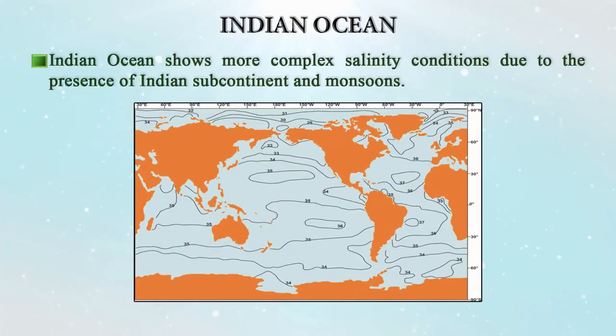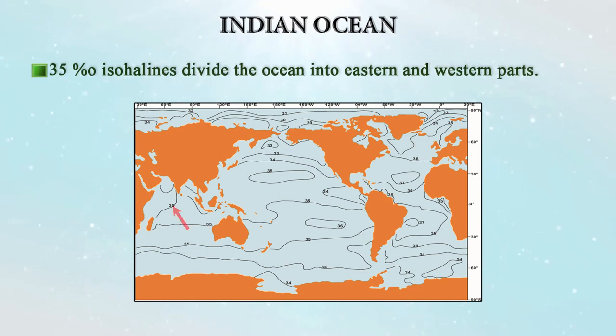Now, coming to the salinity in the Indian Ocean. The Indian Ocean shows more complex salinity conditions due to the presence of the Indian subcontinent and the monsoons, and you can see in the map that the 35 per thousand isohaline divides the ocean into western and eastern parts. This is one unique feature you can see very clearly in this map, that below the Indian peninsula, the 35 per thousand isohaline is just straight, connecting there, and it is dividing the Indian Ocean into two parts, the western and eastern part.